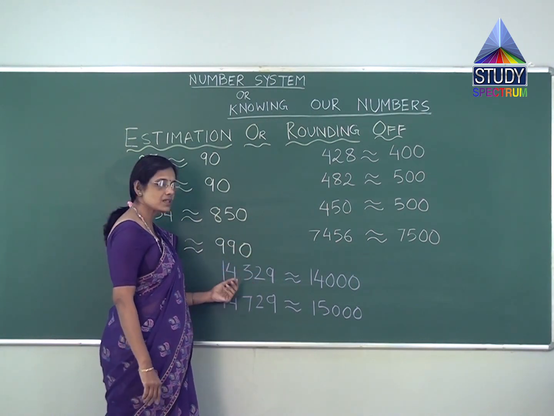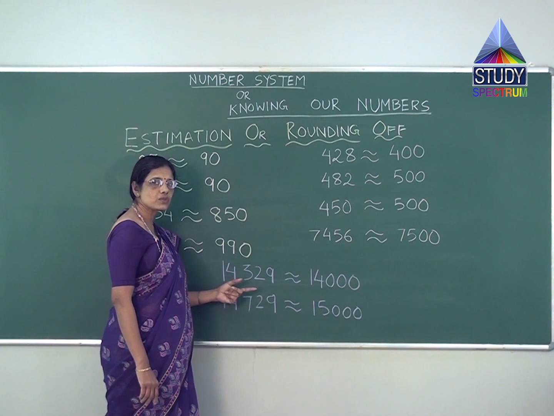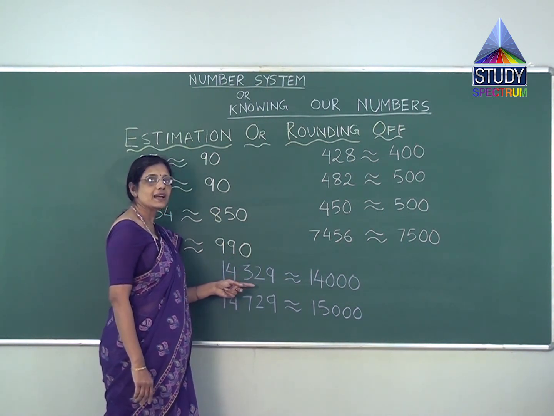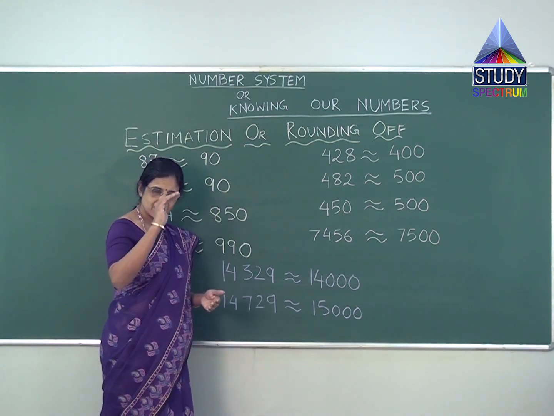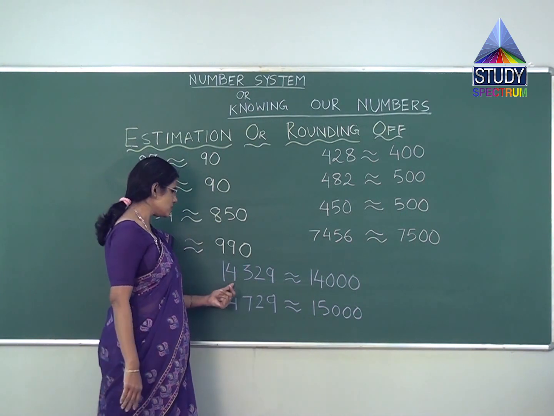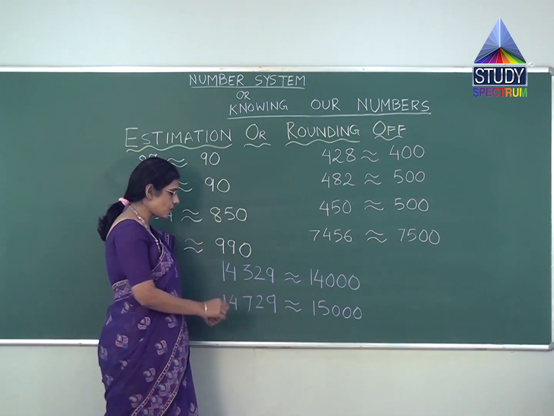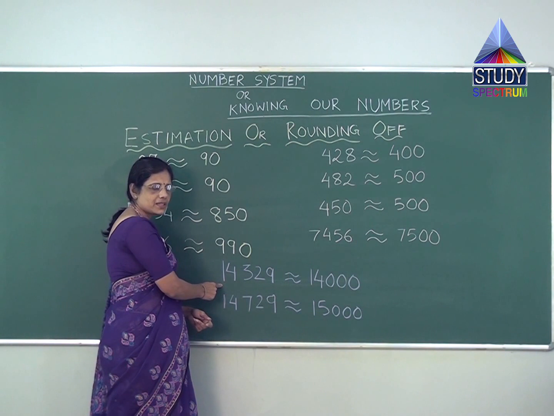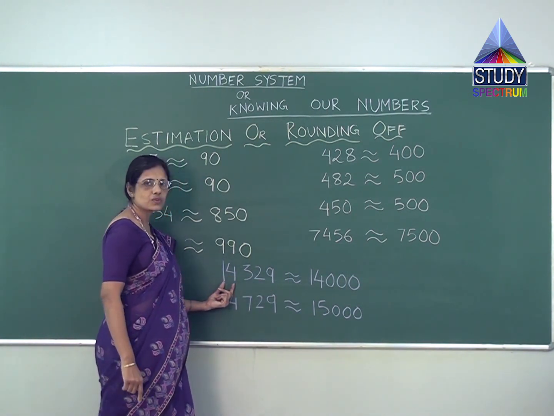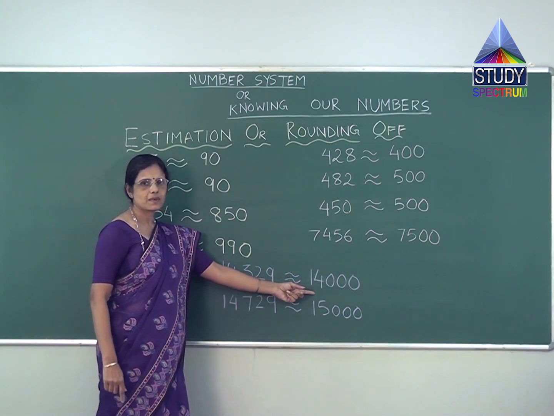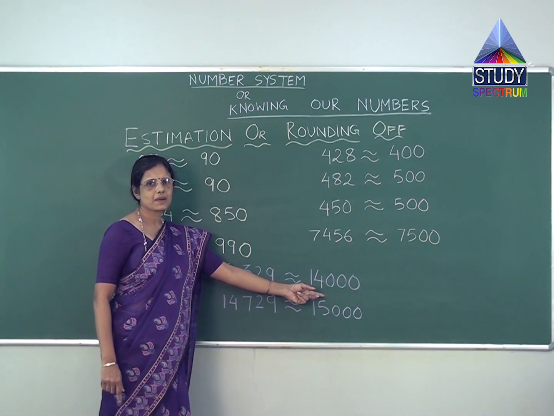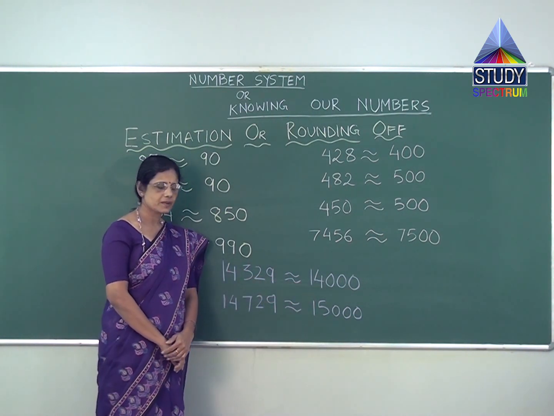So nearest thousands, nearest thousand means what to see? Look at the hundreds position. What is there? That is 3. 3 means it is less than 5. Less than 5, nothing to change. It will stay the same for the thousands and 10,000s place. All the remaining will be 0. Only the thousands and 10,000s will stay the same. So 14,329 will give you the estimation number 14,000.